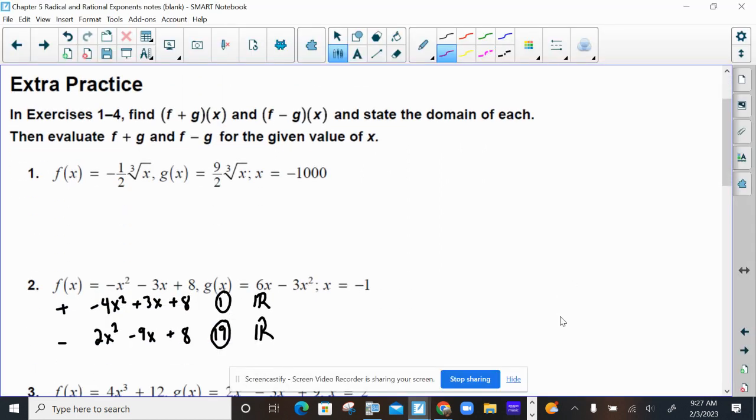I have the answers here for the evens that gives you some extra problems. So if you go in your notes, you can try some of the evens and then just compare your answer to what you see here. So we're going to do number one together.